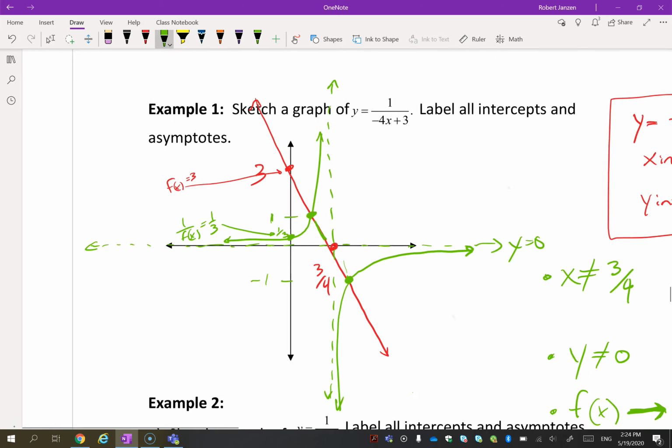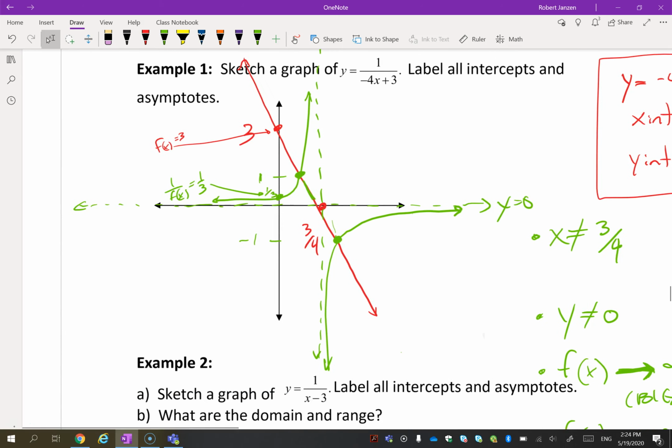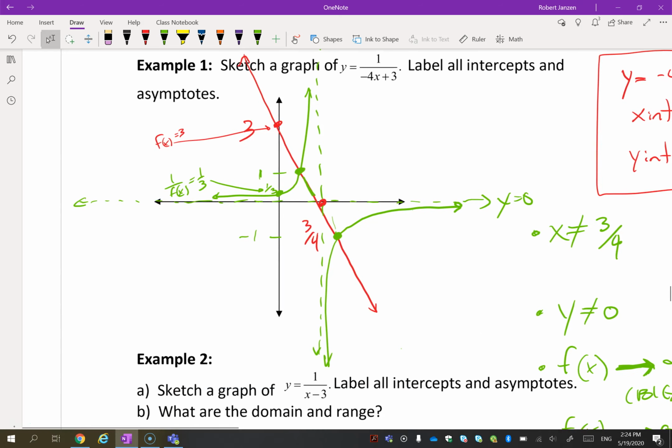Alright, there's your first look at drawing a reciprocal graph. Now don't forget, the red graph is not part of the graph. The reciprocal is just what you see for the green there.